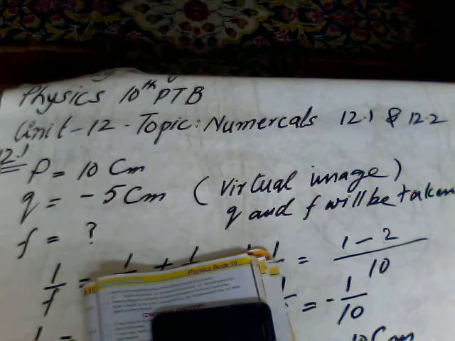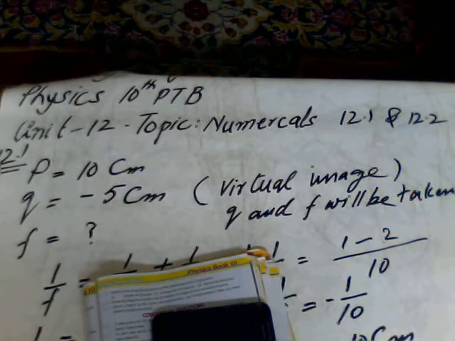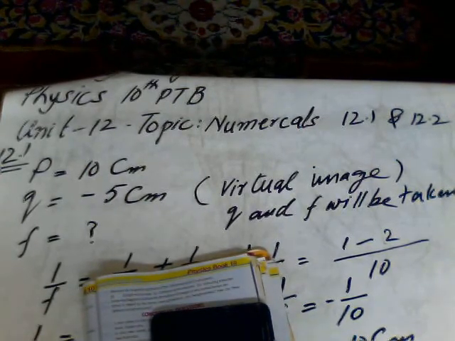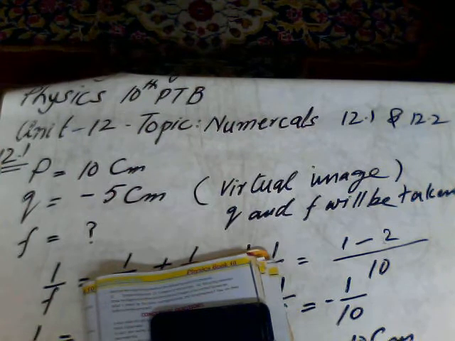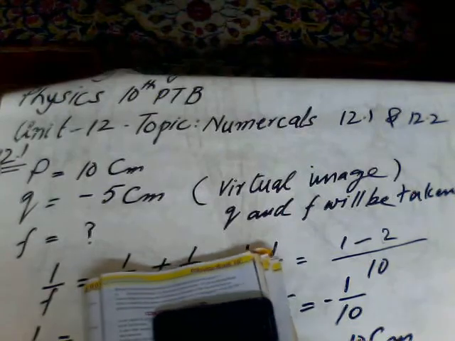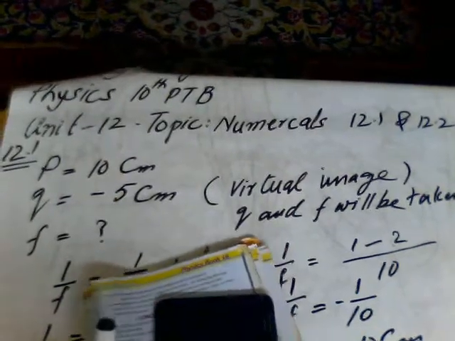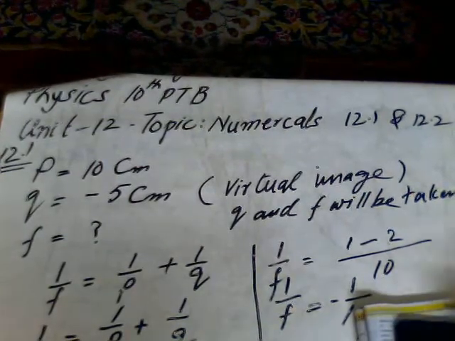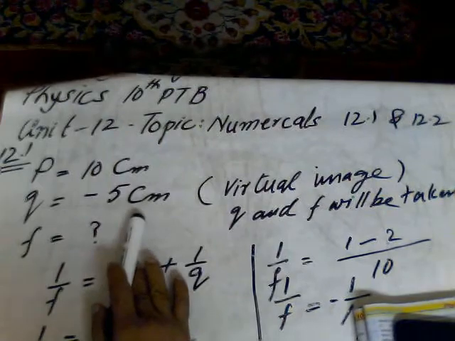So in a numerical problem, it will not be mentioned that you have to take q or f as negative, but it is automatically understandable that whenever a diverging mirror or diverging lens is there, the distance q and focal length f will be considered negative, and while we solve the numerical problems, we will put a minus sign along with it. So q will be minus 5 centimeters.